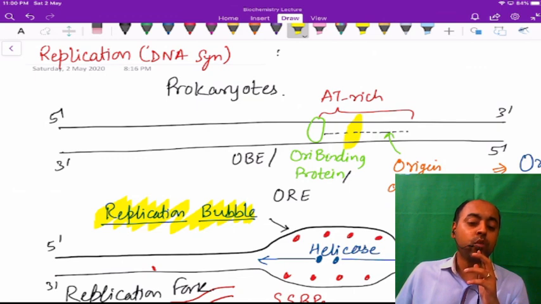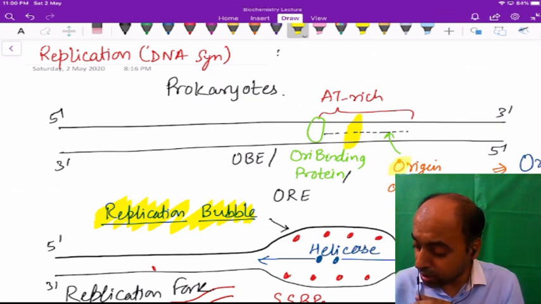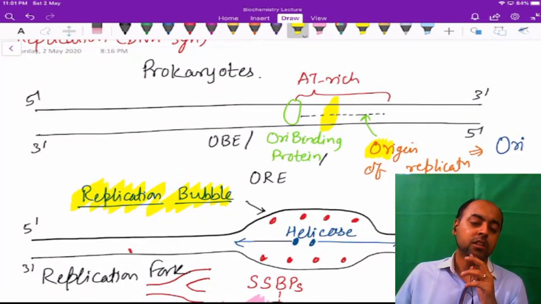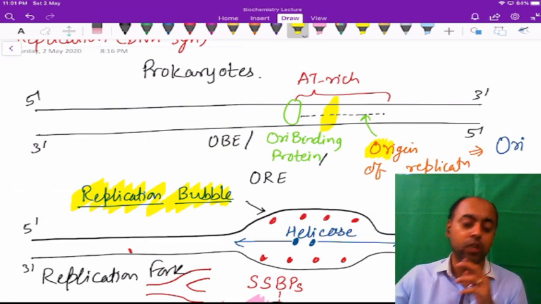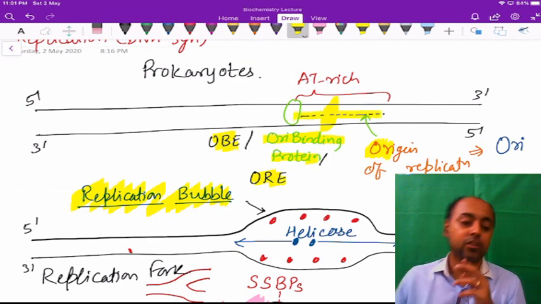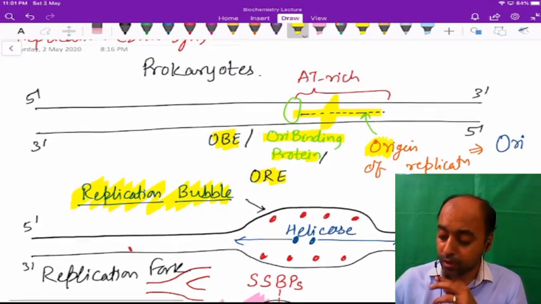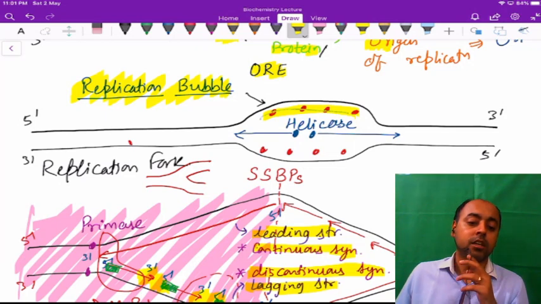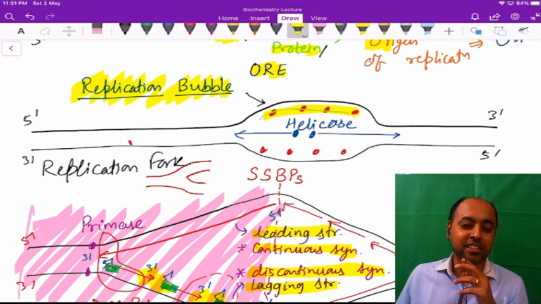First we have to identify the ORI, which is the origin of replication. The ORI is an AT rich segment on the DNA. Two strands of DNA make up one ORI. At this ORI, there is attachment of the ORI binding protein. They'll come and attach and they'll cause separation of the two strands of DNA. Once the two strands of DNA are separated, their separation is stabilized by the action of the single strand binding protein.